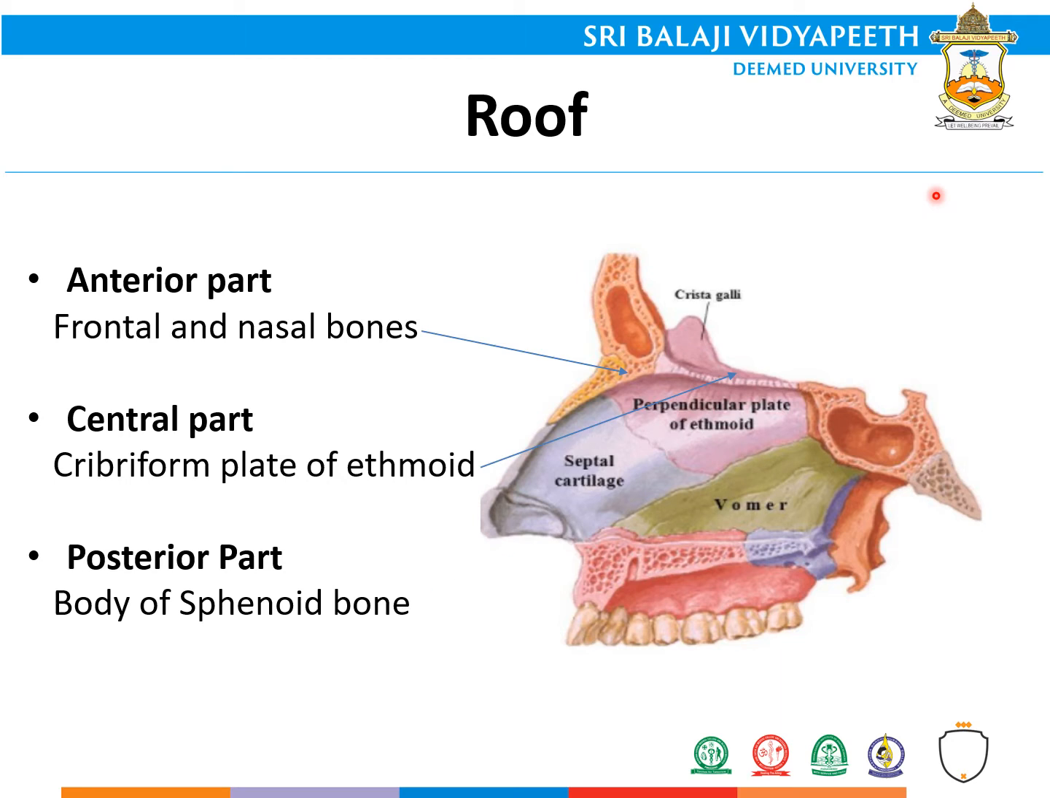And then the posterior-most part is called the body of the sphenoid. Now what you're seeing here is the sphenoidal air sinus, right? This cavity here is called the sphenoidal air sinus, and this cavity here is the frontal air sinus. So this is the frontal bone, this is the nasal bone, this is the cribriform plate of the ethmoid, and this is the body of the sphenoid within which lies the sphenoidal air sinus.